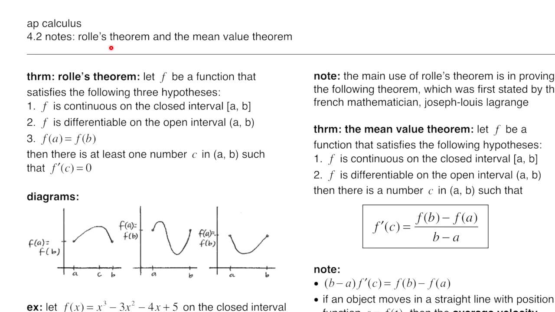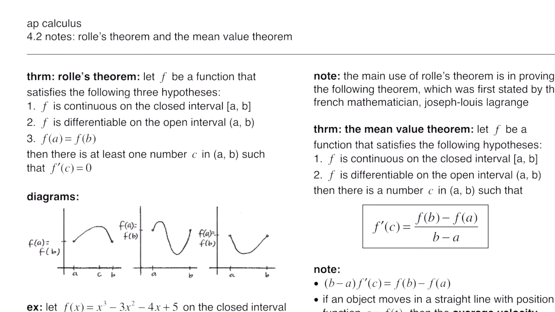In this lesson, we're going to cover Rolle's theorem and the mean value theorem. First, we're going to start with Rolle's theorem. It says, let f be a function that satisfies the following three hypotheses. Number 1, f is continuous on the closed interval from a to b. Number 2, f is differentiable on the open interval from a to b. And number 3, f of a equals f of b.